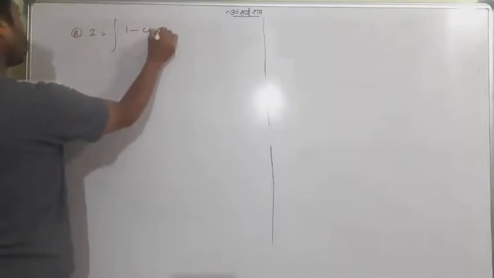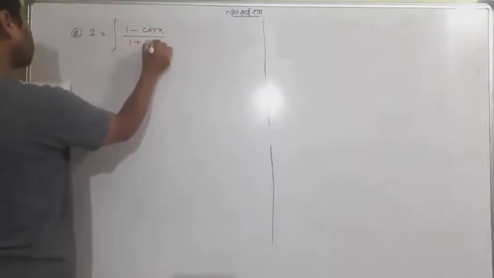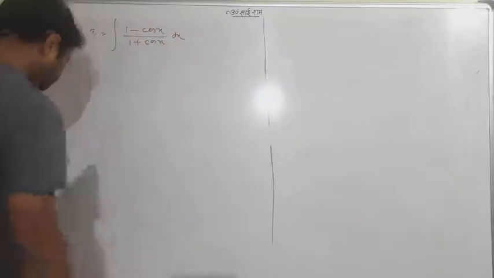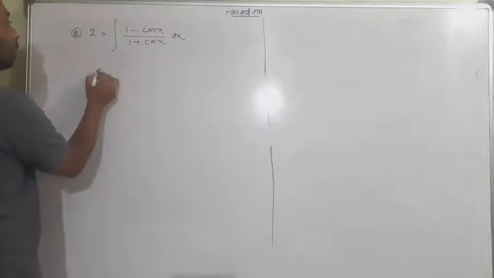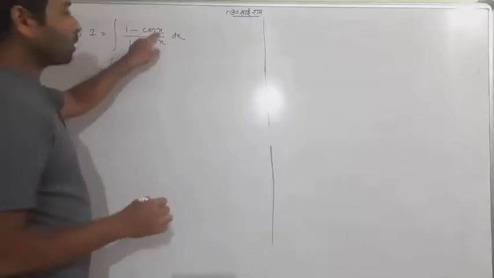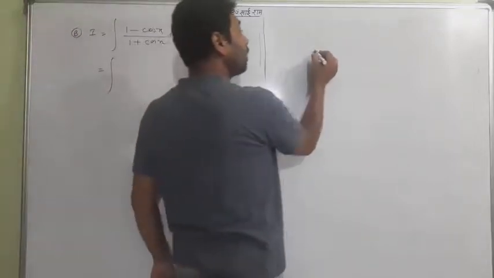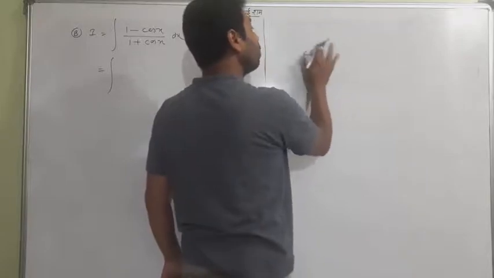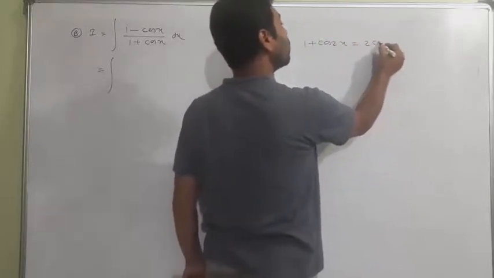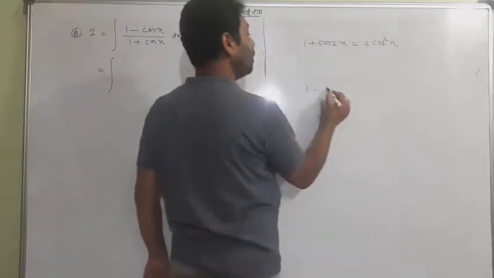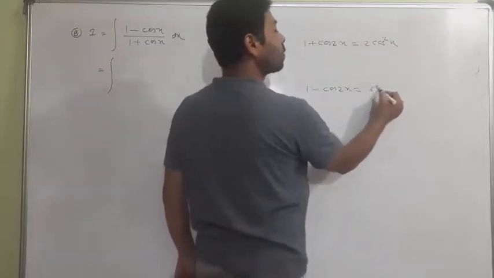1 minus cos x upon 1 plus cos x dx. This is the question. How to do this question? Look, I tell you, nothing special. 1 minus cos x, very famous now. I taught you that 1 plus cos 2x is equal to 2 cos square x, and 1 minus cos 2x is equal to 2 sin square x.